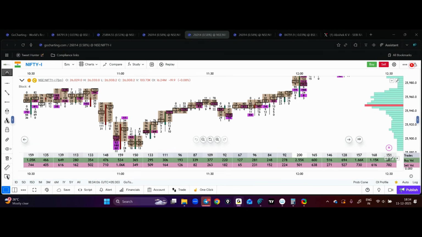This chart template, yes, I will be sharing the standard footprint chart template that I use. Don't worry. Last candle is a buying candle. Which candle?